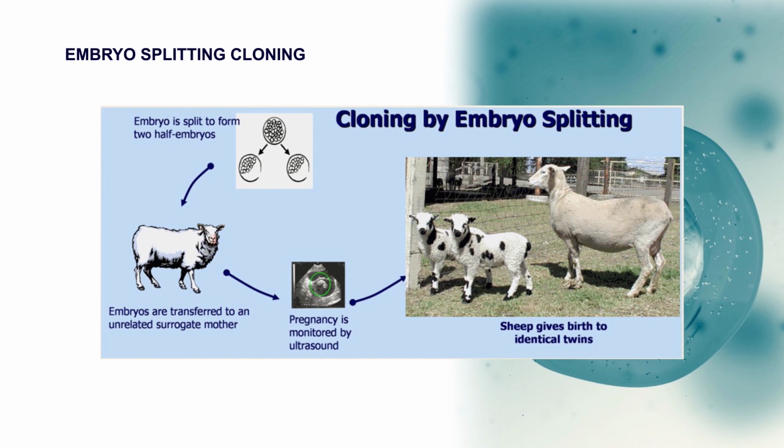Each embryo has the potential to develop into a complete organism. Embryo splitting cloning has been successfully done in various mammals, including cattle, pigs and rabbits. However, it is less commonly used compared to nuclear transfer cloning due to certain limitations, such as the potential for epigenetic abnormalities and lower success rates.